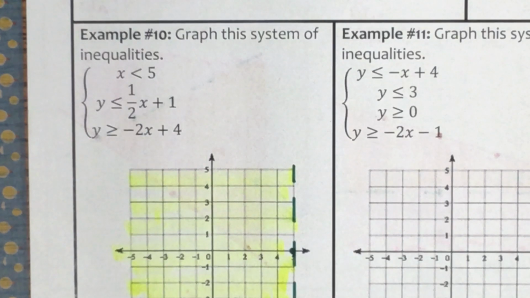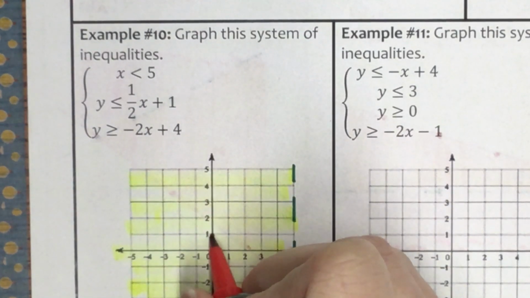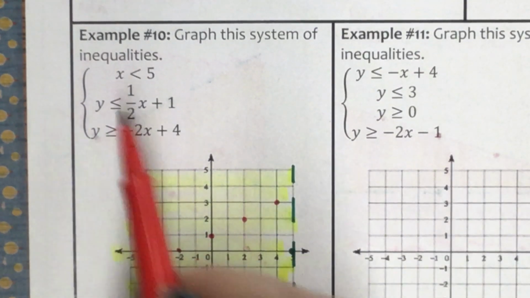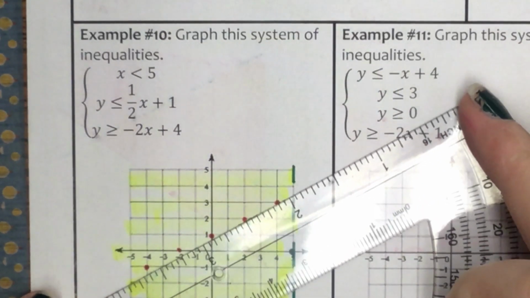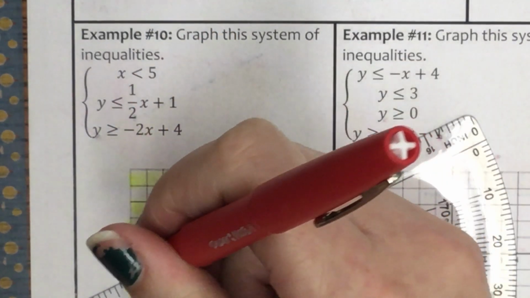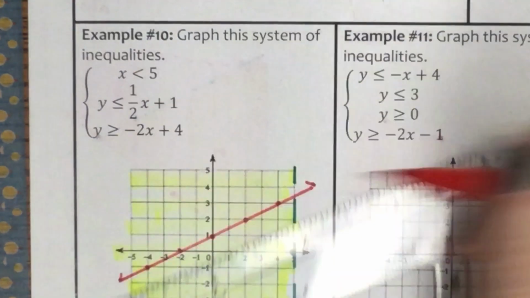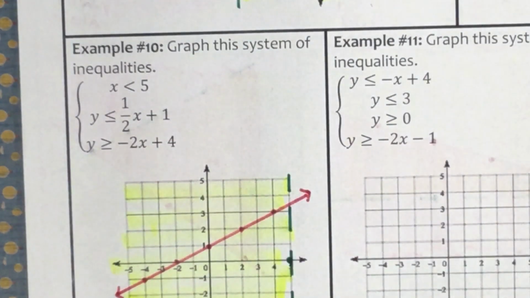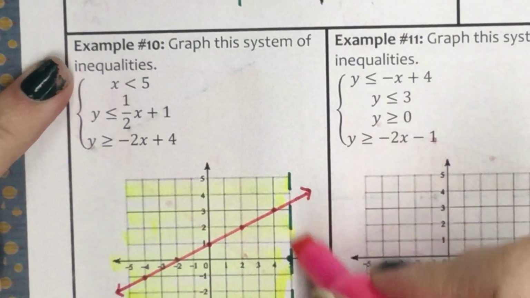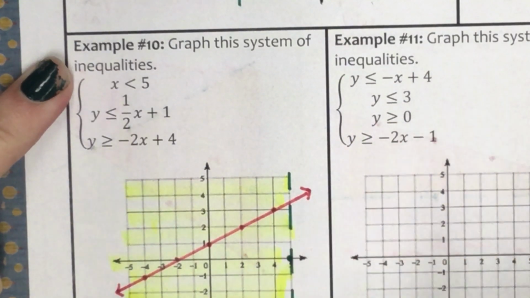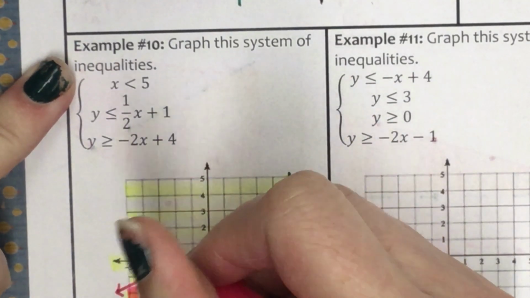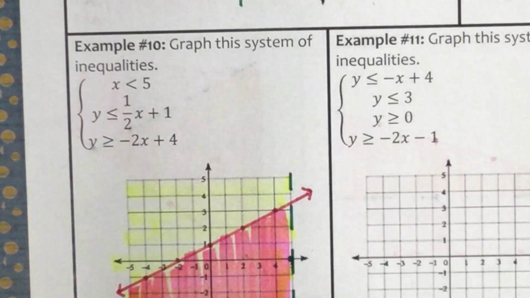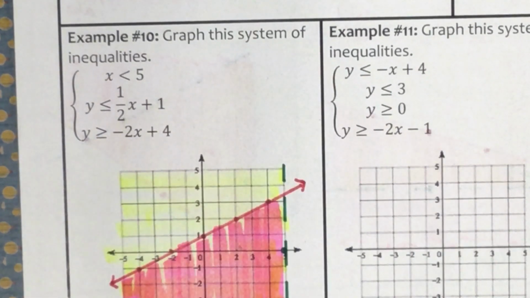Next one, y is less than or equal to 1/2 x plus 1. So start at the 1, 1/2 is our slope. It is a solid line. Okay, and then since it's a less than, we're going to shade below. Normally, we would shade over here as well to get that white section and the yellow section, but it doesn't show up on our grid. So the overlap between the top two inequalities is right here.